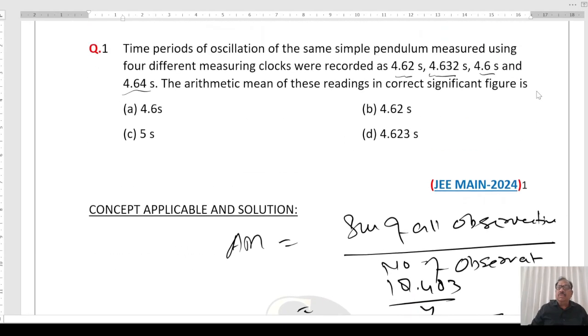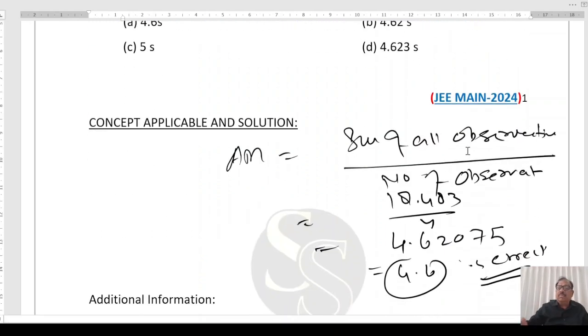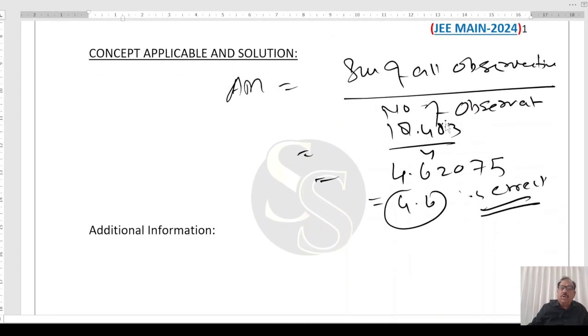We can give the answer to this question orally because the least number of significant figures in the final answer will be the least of any of the readings. So 4.6, right? No other answer is available. So I am just telling the methodology.